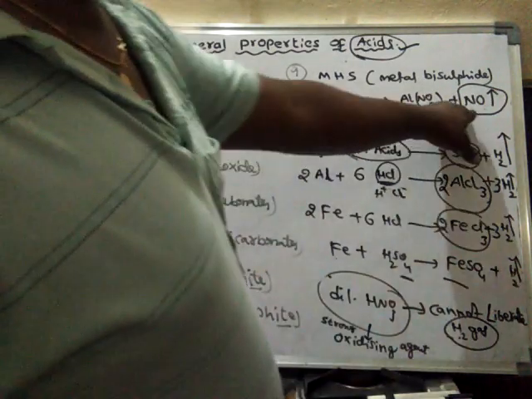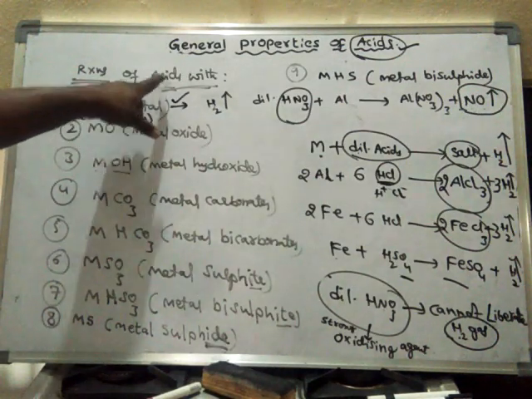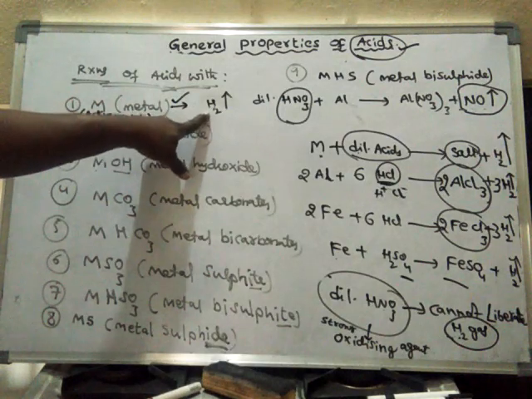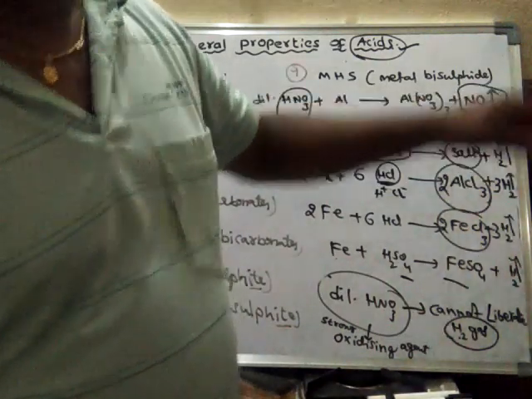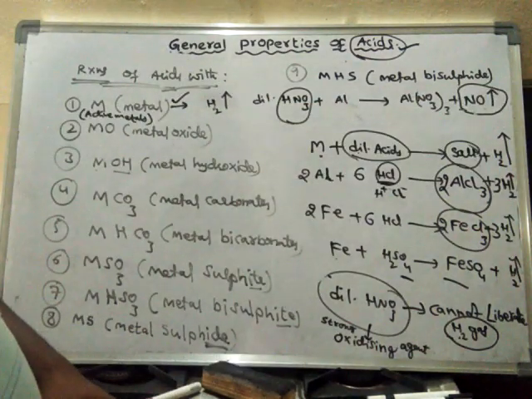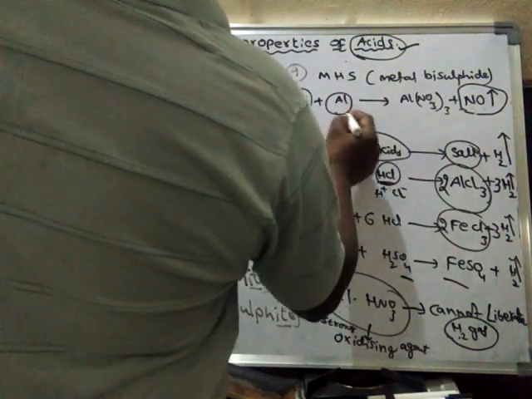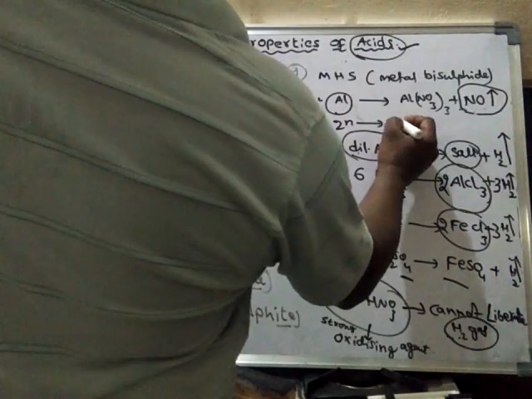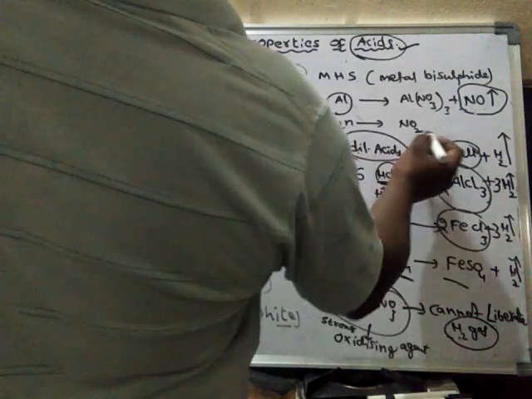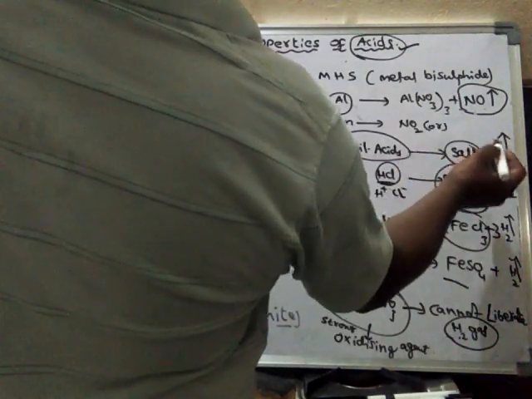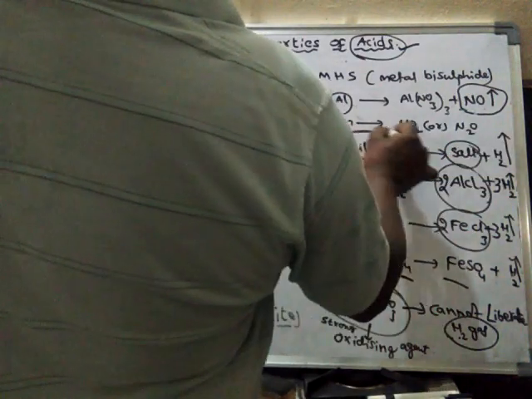So here hydrogen gas is not liberated. But in general, when metals react with acids, they liberate hydrogen gas. But dilute nitric acid will liberate nitric oxide. Or with some other metals, it may liberate nitrogen dioxide also, or sometimes laughing gas, but not hydrogen.